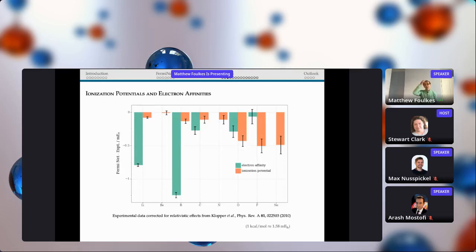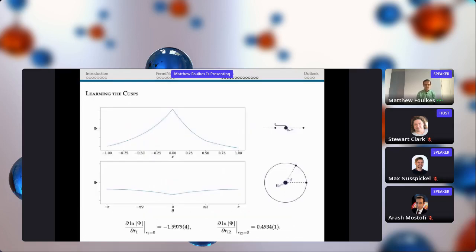These are ionization potentials and electron affinities, and these are actually errors relative to experiment. They're all negative, which is kind of interesting, I think. I'm not sure why. They may look like big error bars here, but 1.6 millihartrees is one chemical accuracy. So they're all within chemical accuracy. So we can do adding and removing electrons.